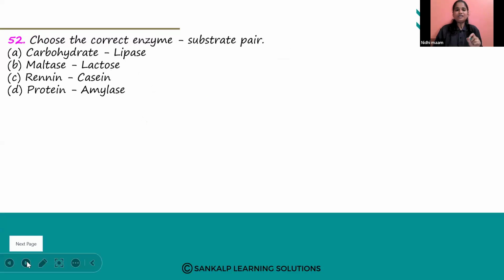Next, choose the correct enzyme and substrate pair. That means which enzyme breaks down which substrate, we have to choose the correct pair. Carbohydrate, lipase; maltase, lactose; renin, casein; protein, amylase. Yes, anyone?